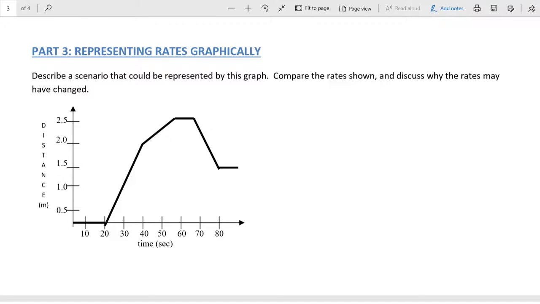Hello and welcome back to part 3 of our M1 lesson. We're going to be looking at how we can represent these rates graphically. So what a rate looks like.